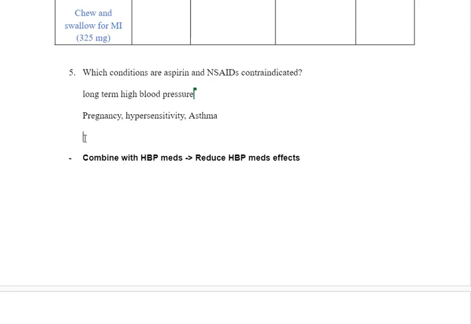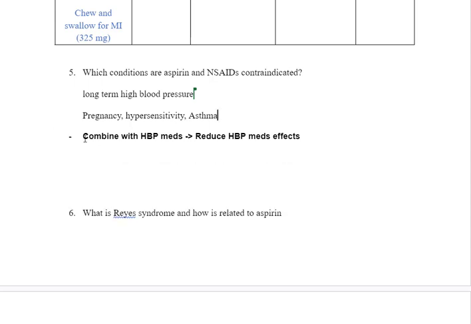Pregnancy, if you're hypersensitive or allergic, and asthma is also another contraindication for aspirin. Right, combined with high blood pressure meds, but I'm going to say here long term. That's the difference. You can do it for a couple of weeks. It's probably not going to kill somebody.